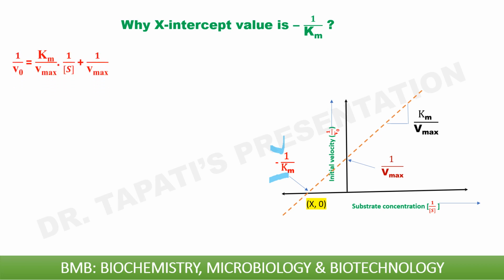As I have told you in my last slide, this is the Lineweaver-Burk equation, that is 1 by V0 is equal to Km by Vmax into 1 by substrate concentration plus 1 by Vmax. It is like a straight line. Already I told you here the y value is 1 by V0 and the m value is Km by Vmax, and x is 1 by S, plus 1 by Vmax. It is like a straight line.